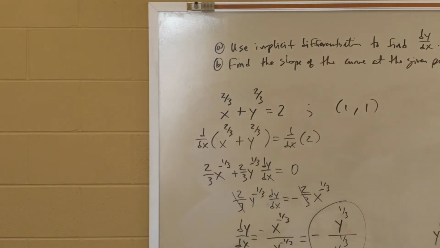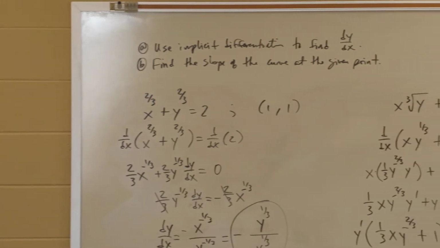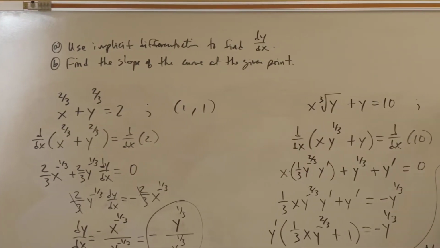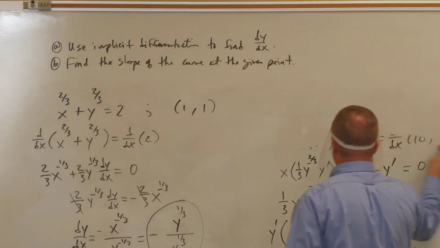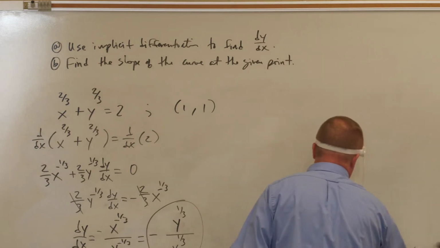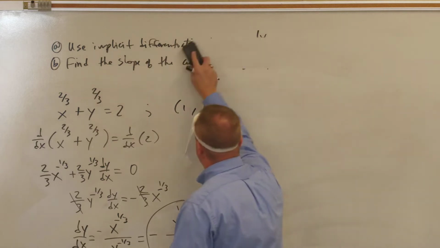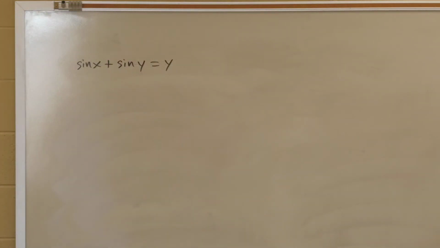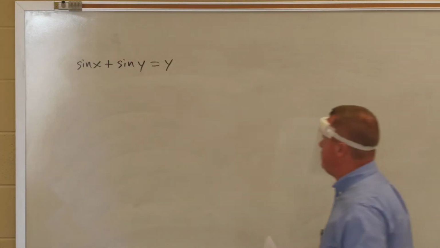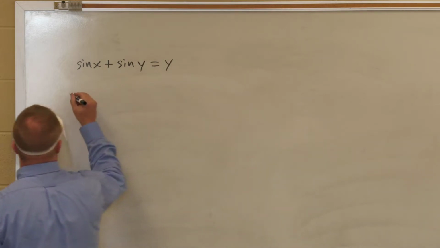All right, let's do some more here. So the rest of these, or at least for a while here, we're just going to find the derivative implicitly. Okay, so not going to do any tangent lines or anything like that, just the derivative. All right, so I'm going to take the derivative with respect to x of both sides.